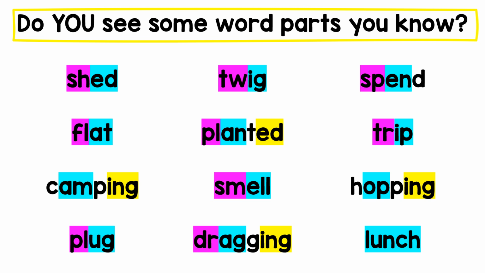Fl, at, flat. Try them with me. K, am, p, ing. Camping, camping. Pl, ug, plug. Tw, ig, twig. Ooh, this one has three. Pl, ant, ed. Planted.